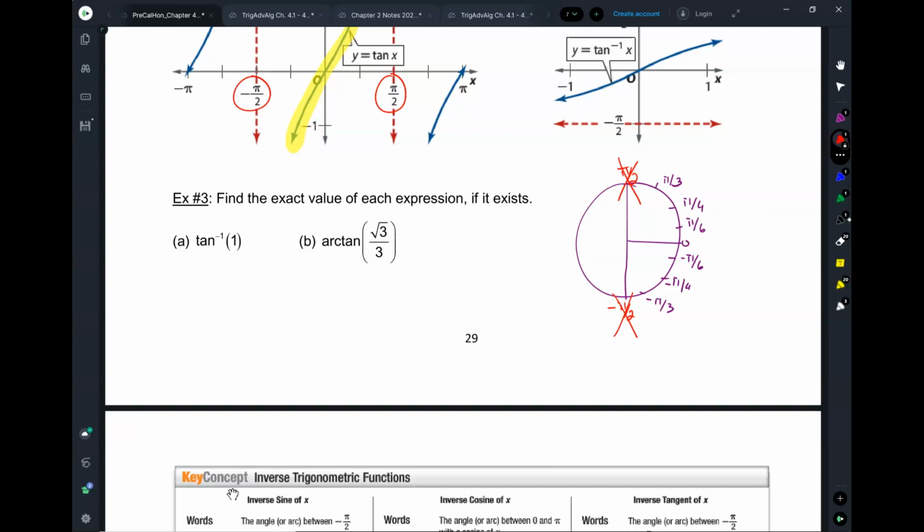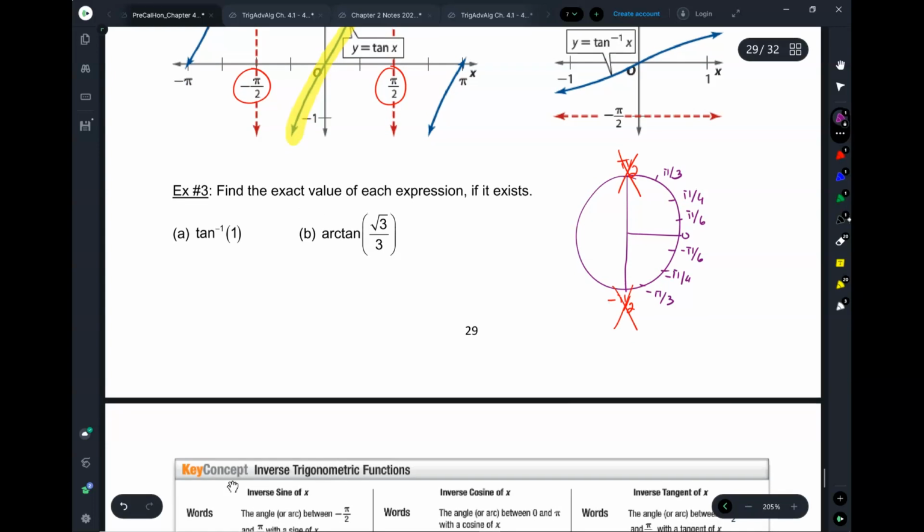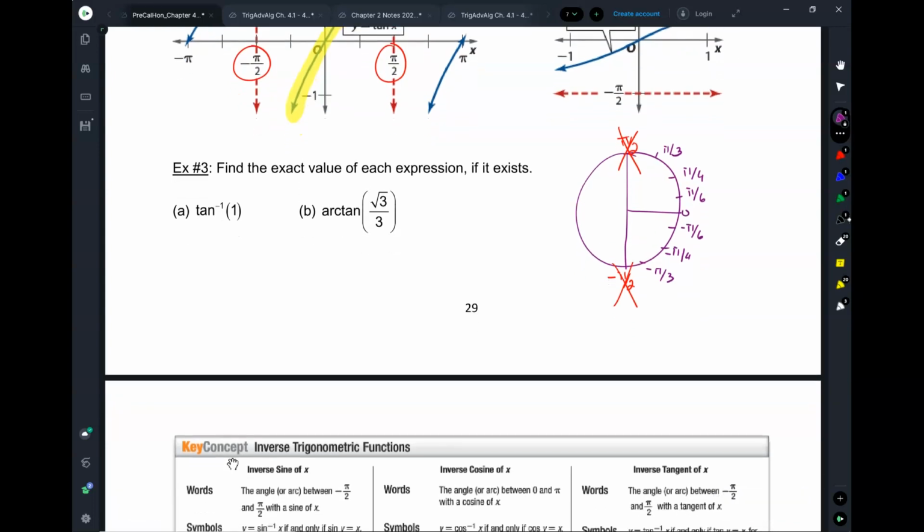Okay? So, inverse tangent of 1, raise your hand, somebody. Thank you for raising your hand. But next time you got to raise your hand. Pi over 4. Okay, now somebody raise your hand. Arctan of root 3 over 3. Pi over 6. So you have to ask yourself, for what angle is the tangent root 3 over 3?